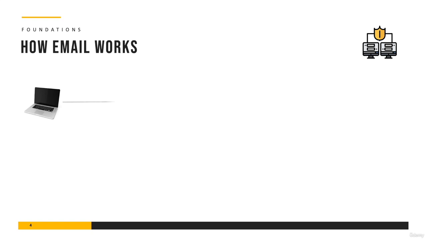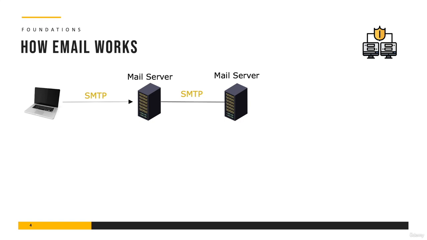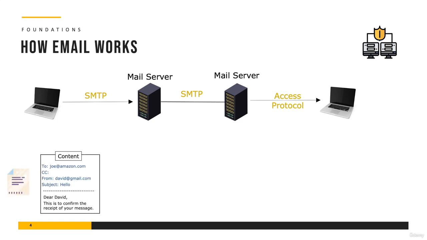So we have already discussed that a user sends the mail message to the local mail server using SMTP, and then the mail servers communicate with each other over SMTP, and eventually your email is delivered to the destination system via an access protocol, right? Now the main part of the email is called the content, but it has two subparts. The first part is the header, in which you put where it is being sent to. For example, in this case, it's being sent to joe@amazon.com, and it is from david@gmail.com. And the next part is the actual message body, in which you put the actual text or attachments, whatever you want.